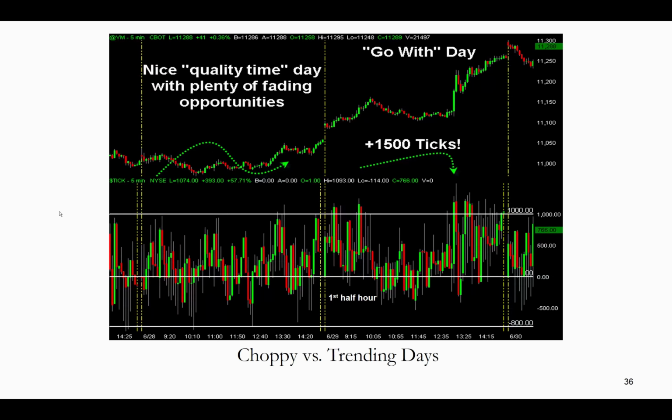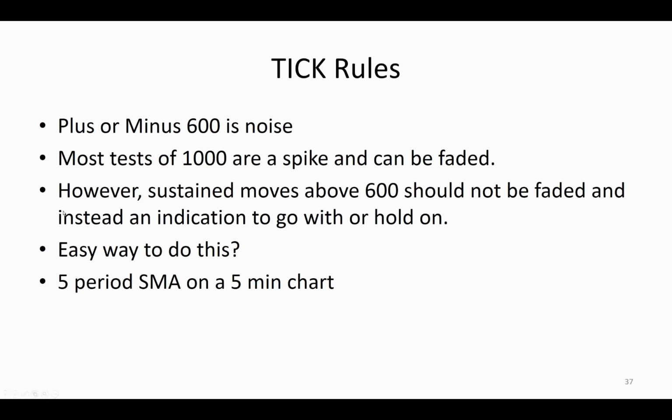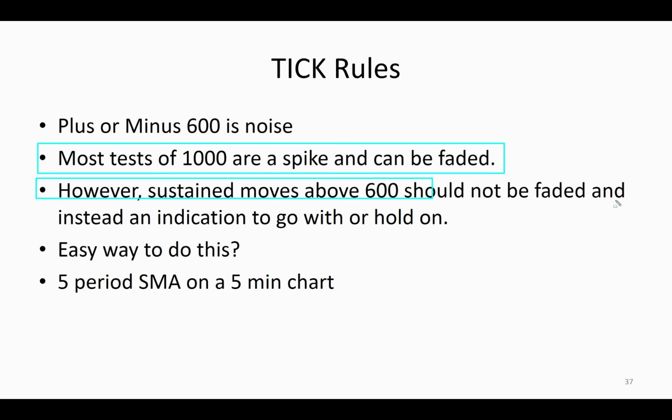So the tick rules: plus or minus 600 is noise. Most tests of 1,000 are a spike and can be faded, as long as those criteria for the first 30 minutes are met, which simply is that it's spending quality time both above and below zero. Sustained moves above 600 should not be faded and instead are an indication to go with it or to hold on.